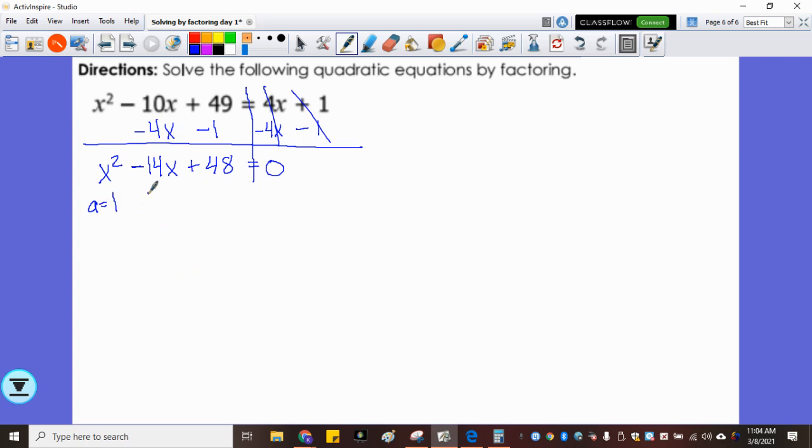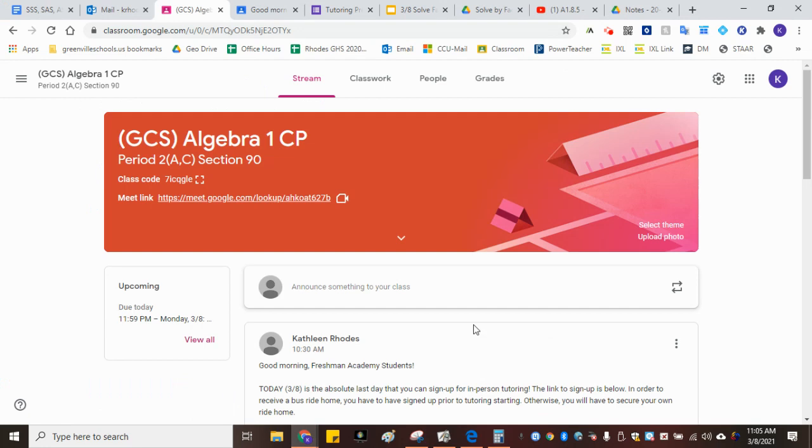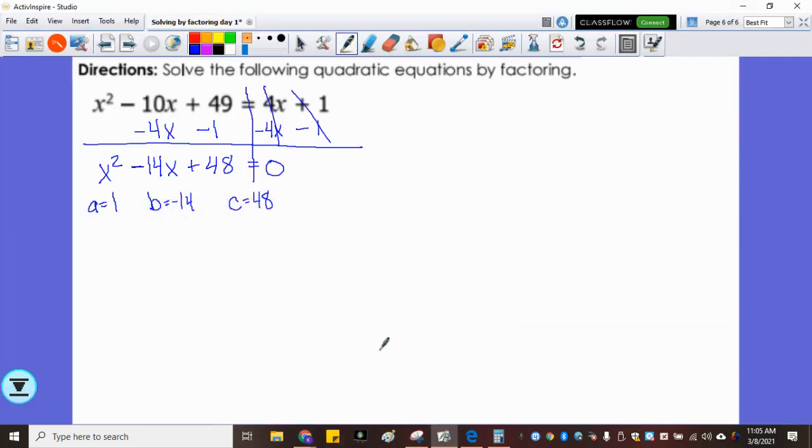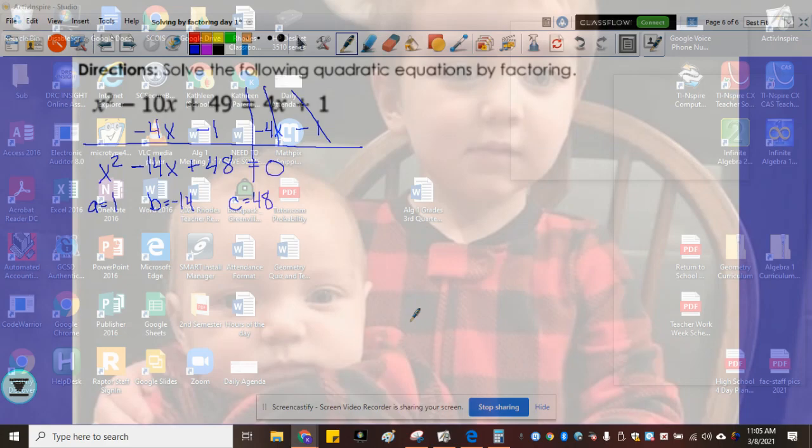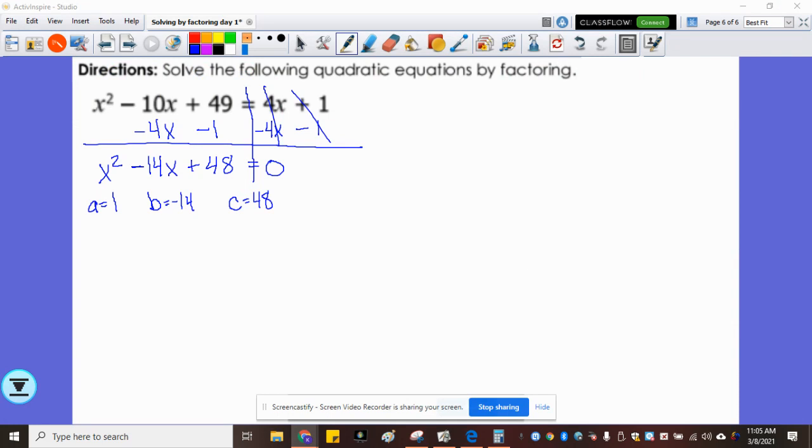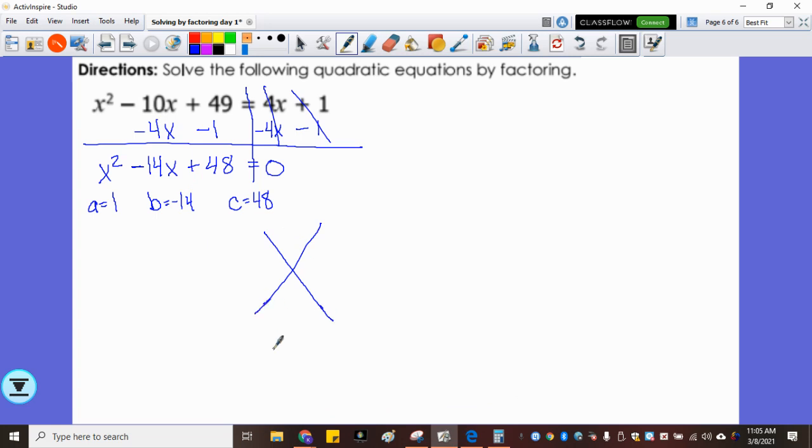So A is 1, B is negative 14, and C is 48. So we're back. Since A is 1, we can skip the reverse box and multiply it. It's what A times C is and adds to B. So 1 times C is 48, adds to negative 14.